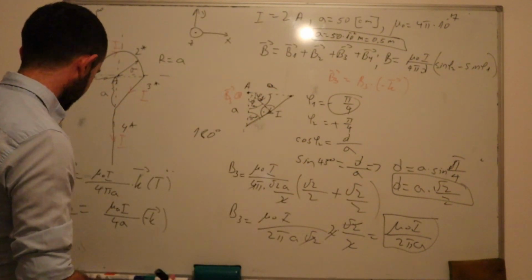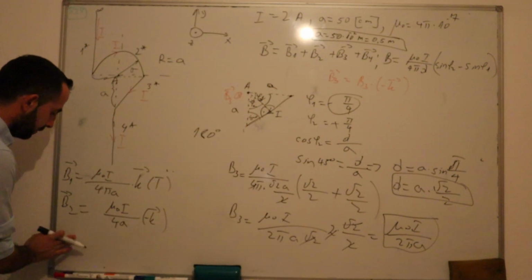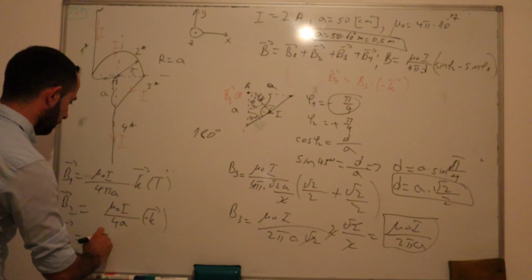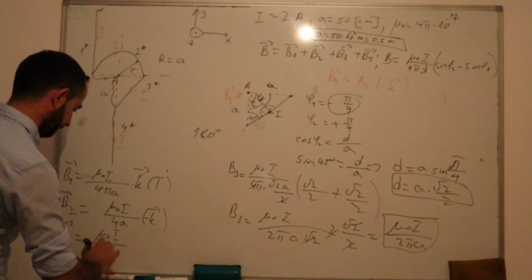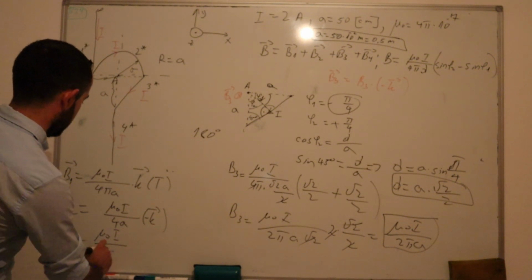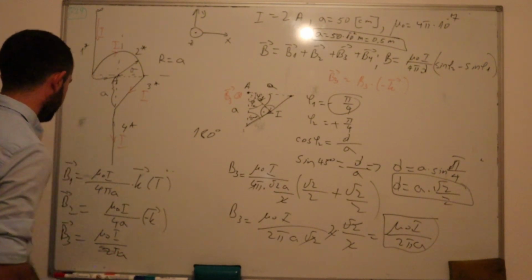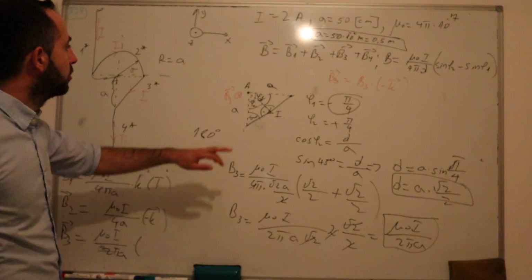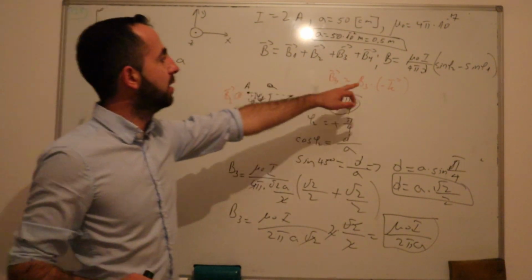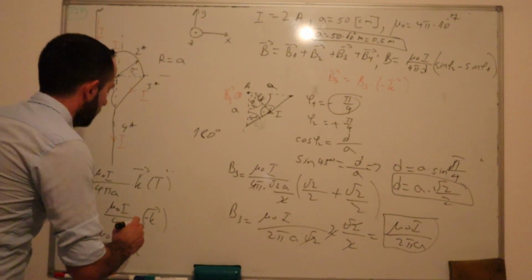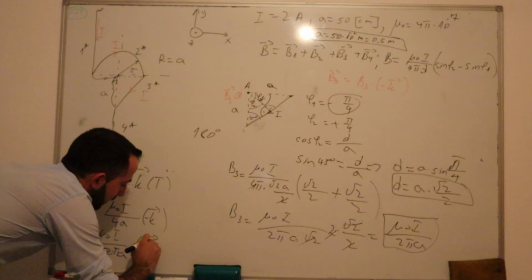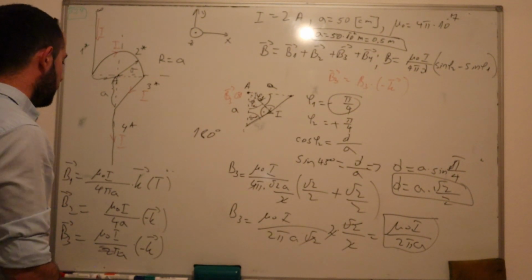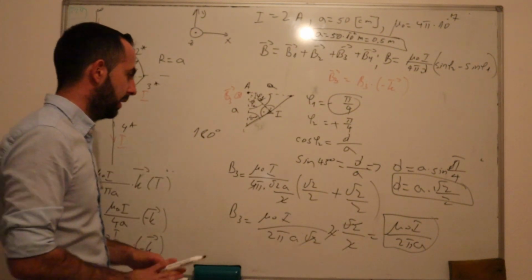This is our density as a vector. B3 is equal to mu0 I over 2 pi A times, also it has an opposite direction as we already discussed, to the z-axis, so it is minus k. Unit is Tesla for all, please write that down.